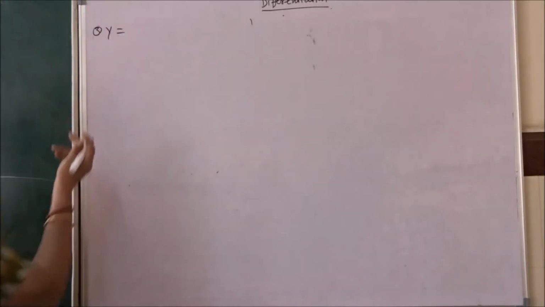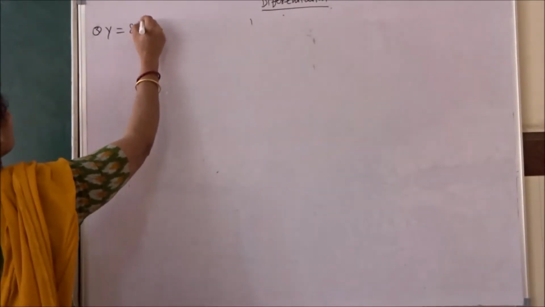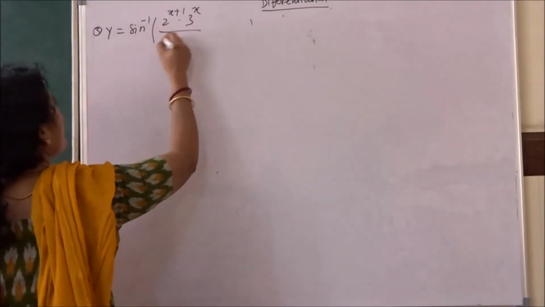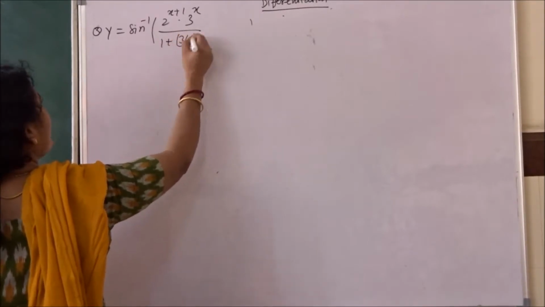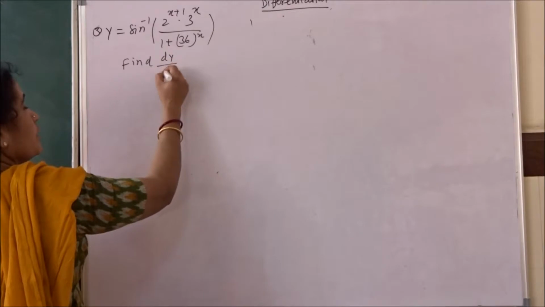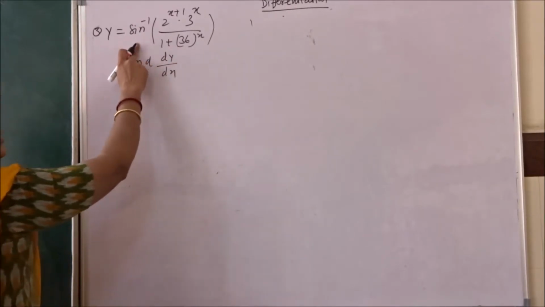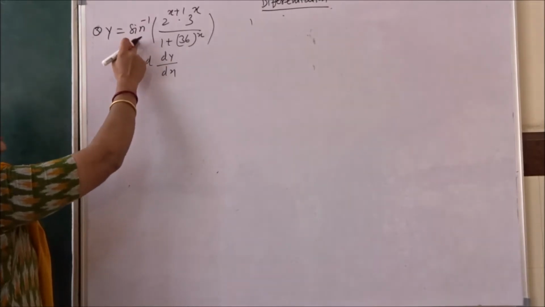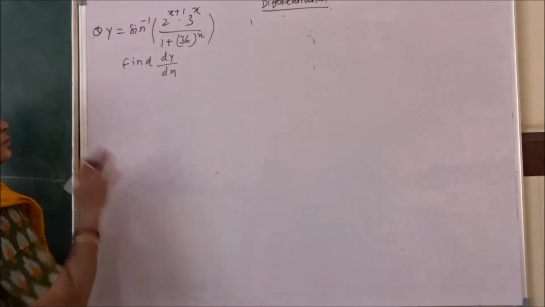Suppose the question is given like this, for example an inverse trigonometric question. I am taking sine inverse of (2 power x plus 1 into 3 power x) the whole upon (1 plus 36 power x). Find dy by dx. The given function is inverse trigonometric. Give a suitable substitution so that you can remove this inverse. That is your target.